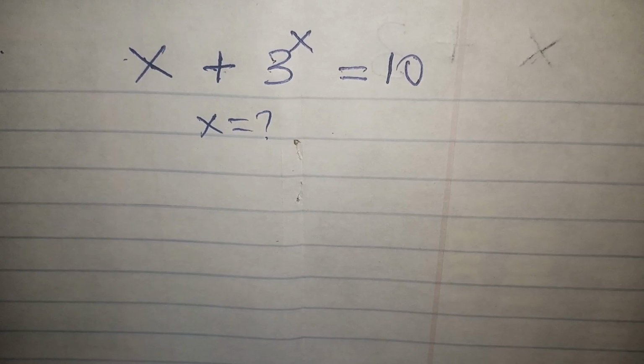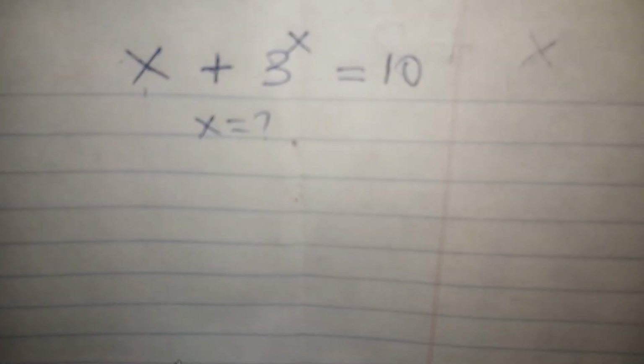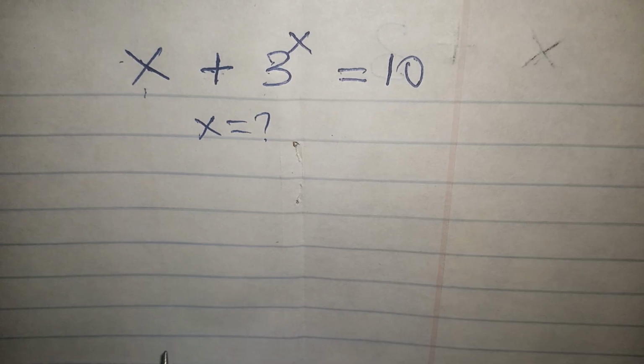Hello guys, let's solve this math problem before us, which reads x plus 3 to the power of x equals 10. Then what is the possible value for x?